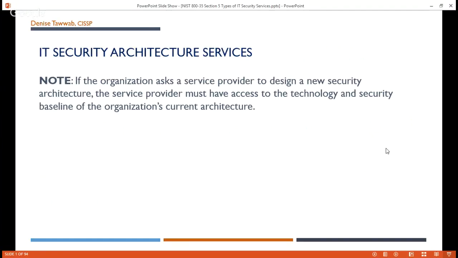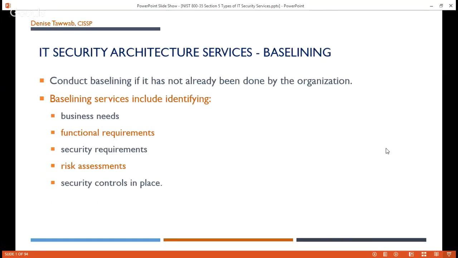A note about IT security architecture services: if your organization asks a service provider to design a new security architecture, then you have to give the service provider access to the technology and the security baseline of your organization's current architecture. Okay, if that meant nothing to you because you're not in the technical trenches, don't worry about it.